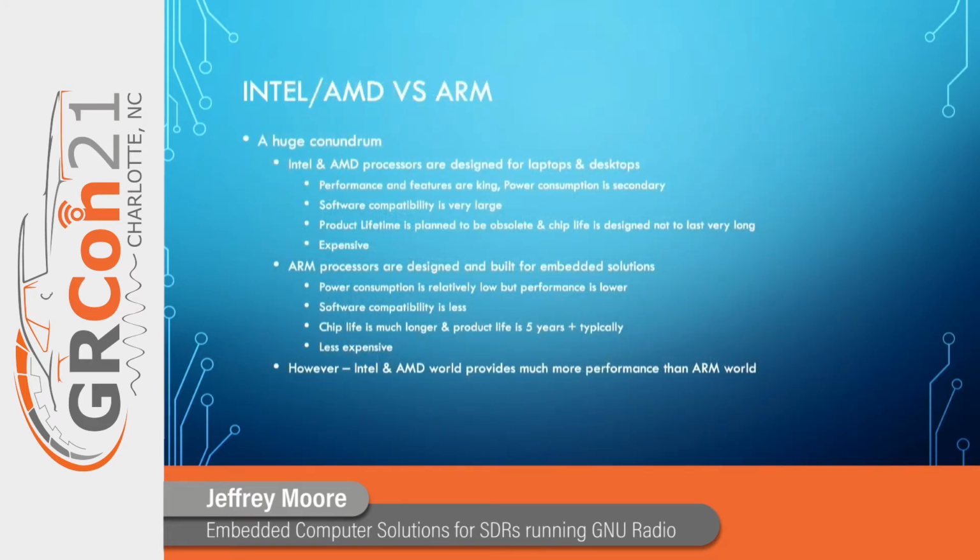The first thing we're going to talk about is platform. This is the issue of Intel/AMD or x86, x64 versus ARM. And there's really a huge conundrum if you think about this. Intel and AMD processors are designed to be used in laptops and desktops. The performance is huge. You know, they are really the king, but the power consumption is, in a matching way, very large. Software compatibility is good.